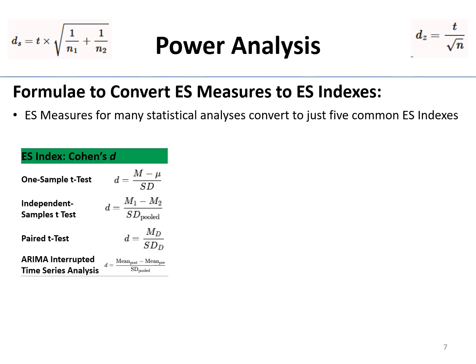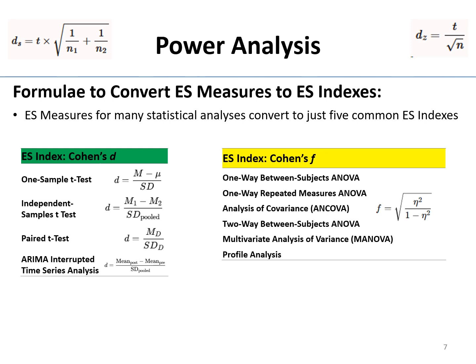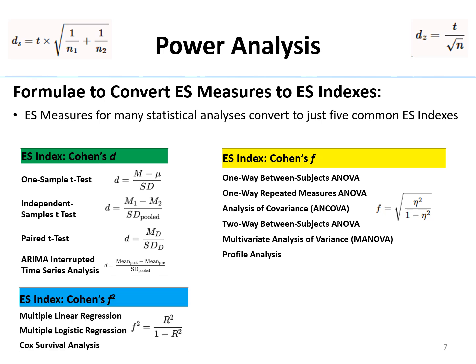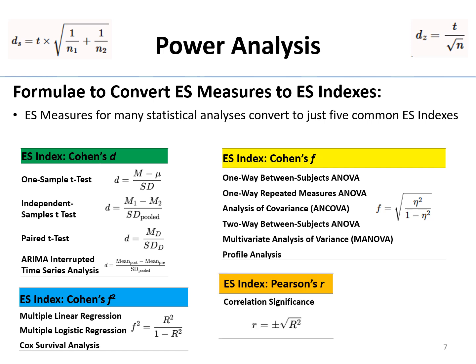So there's Cohen's d, which covers the various t-tests and interrupted time series analysis, at least the intervention parameter. Then there's Cohen's f, and basically all the ANOVA models can be converted to Cohen's f, so eta squareds, omega squareds, etc., partial eta squareds. Then there's Cohen's f squared, and that particular effect size index covers the regression analyses of various types, whether it be linear, logistic, or survival, which is Cox's proportional hazards regression.